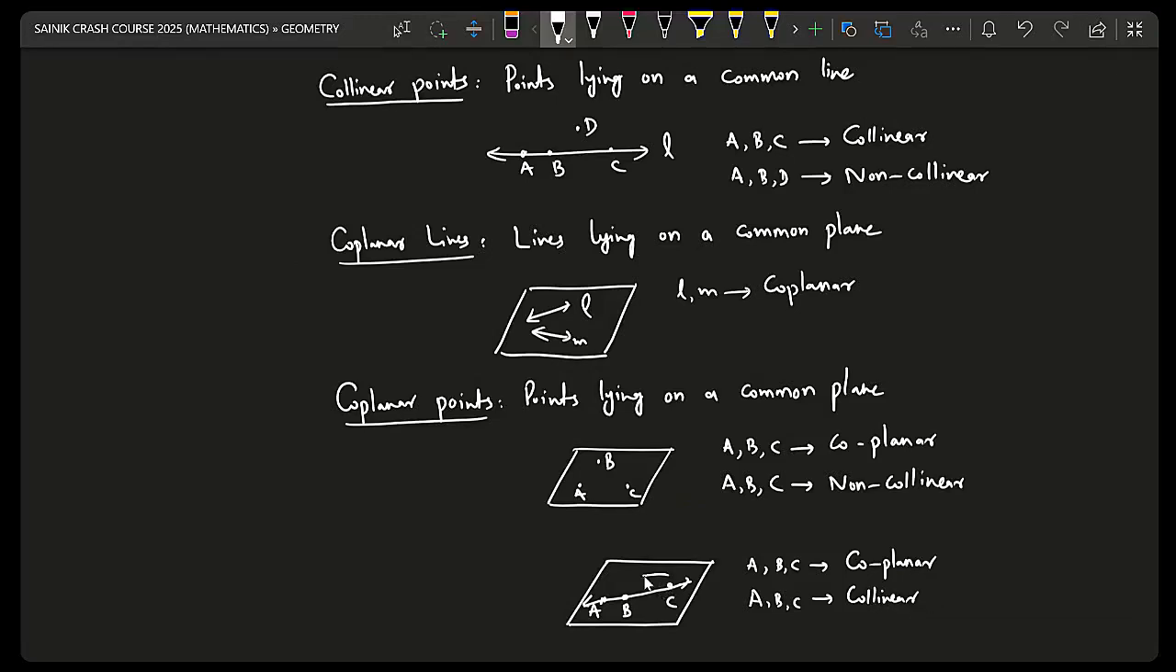But using these 3 points, you cannot name a plane. Why? Because a plane should always be named by non-collinear points only. Okay, sir. That's it. So we're done with basic geometrical ideas. Anything left? Yes, that's it. Okay.